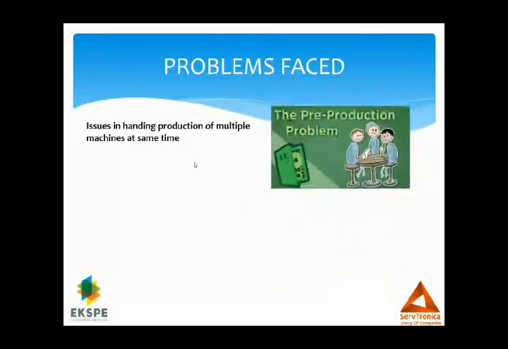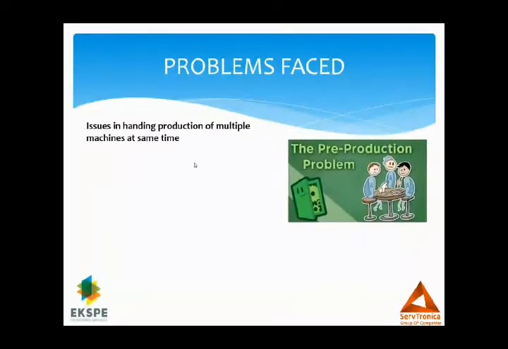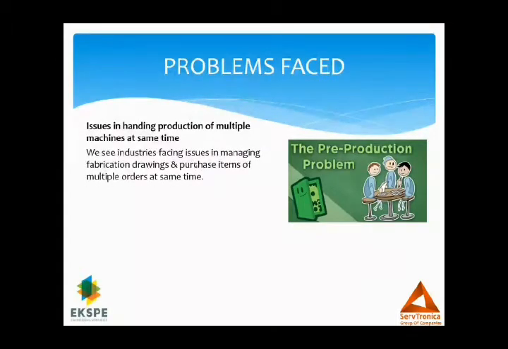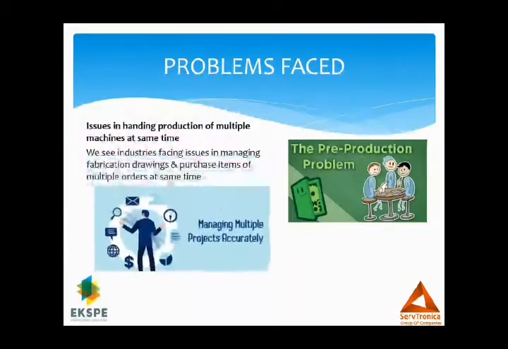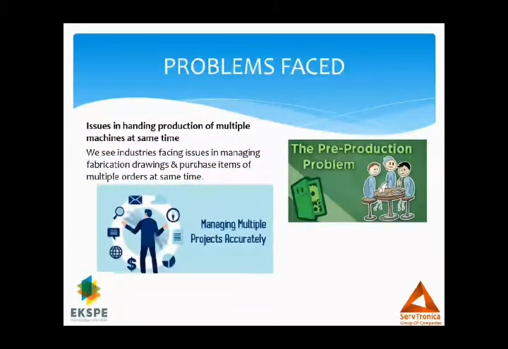Last, the problem we are going to discuss is the planning and handling of production of multiple machines at the same time. We do get orders, we do have a production team and a design team. We often face challenges in managing the release of drawings and managing the purchase of items for multiple orders. The project accuracy has to be maintained so as to deliver the right result to the customers.